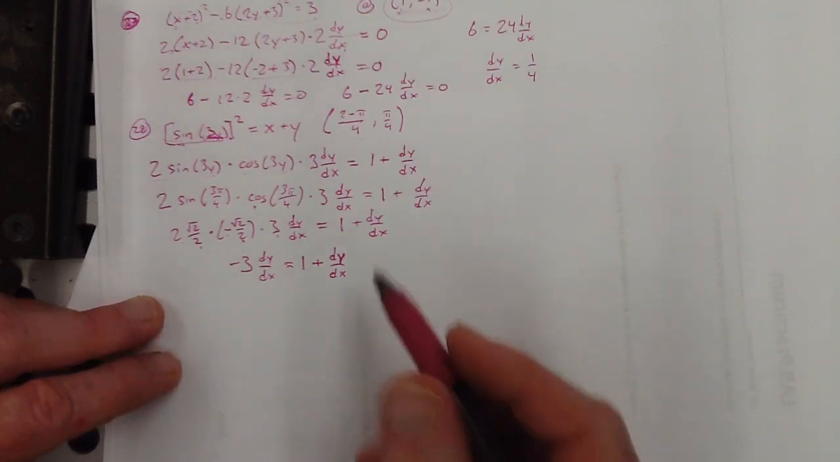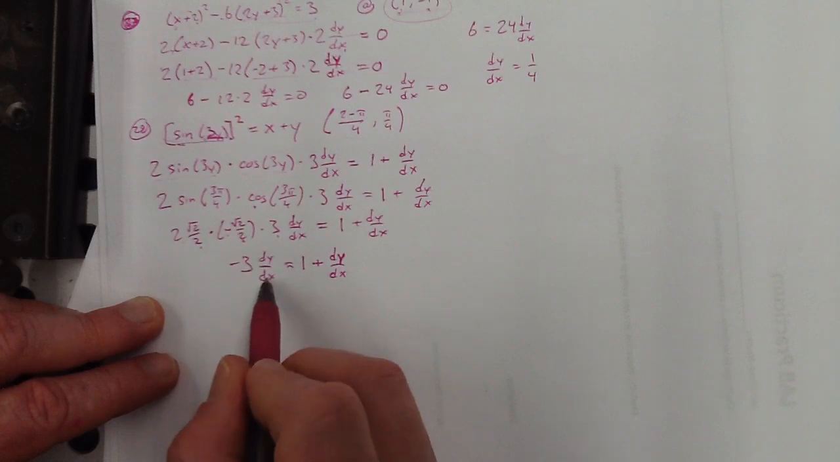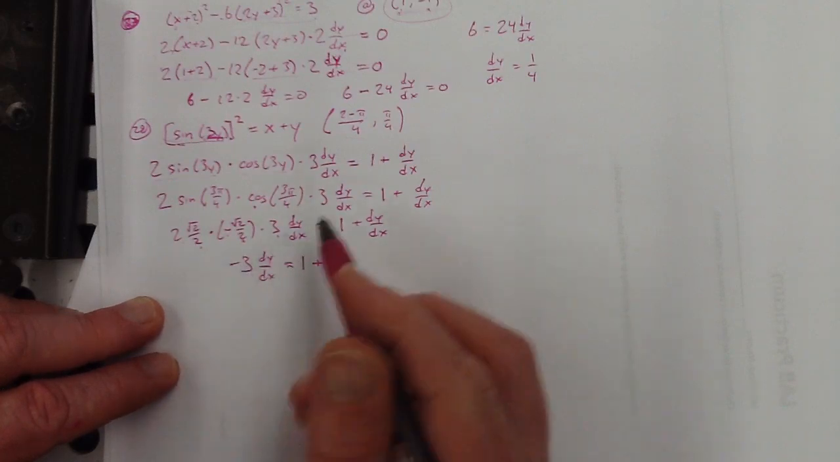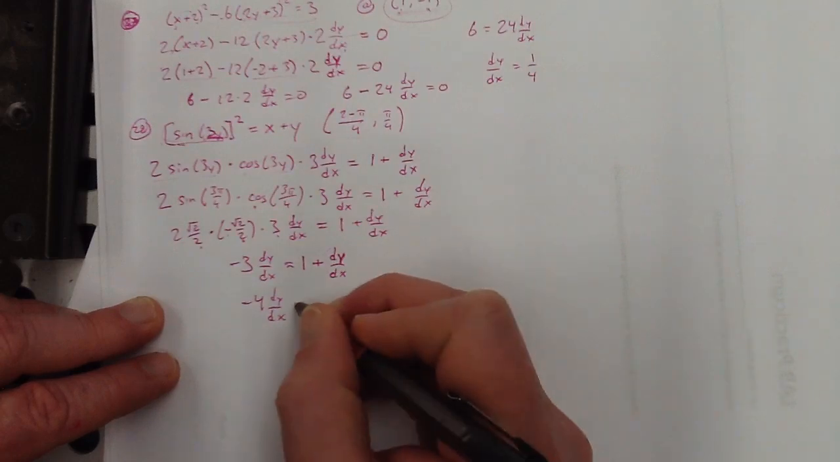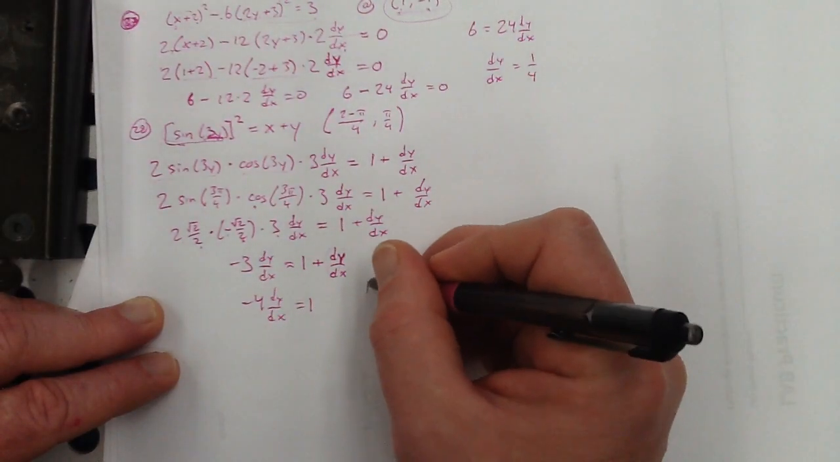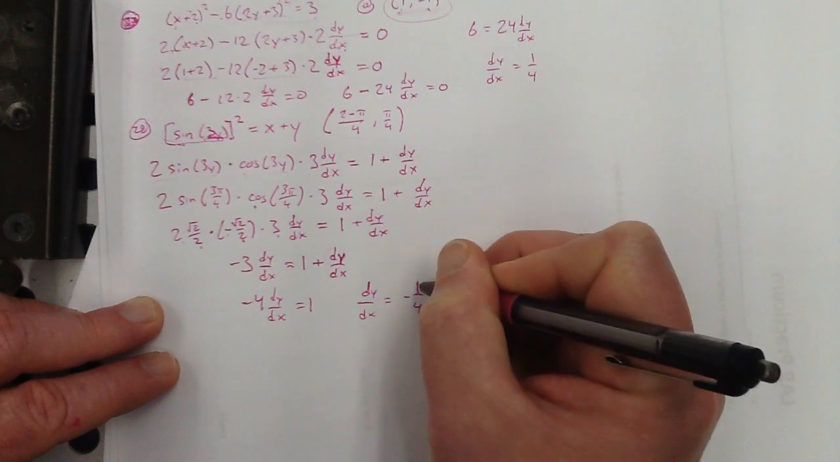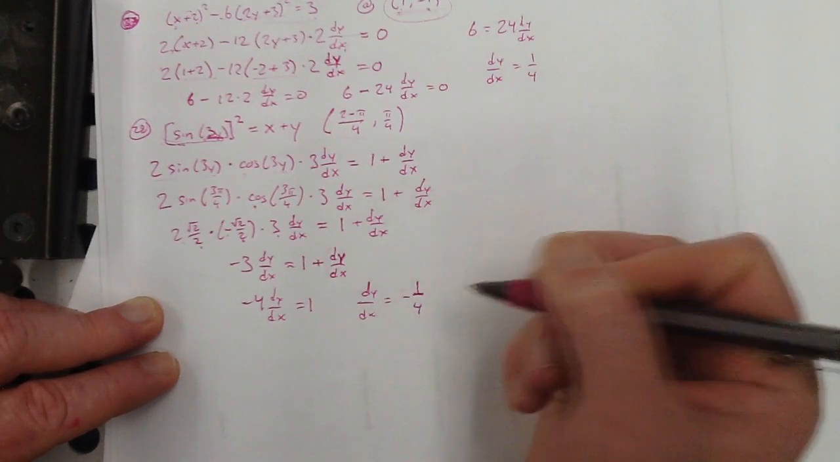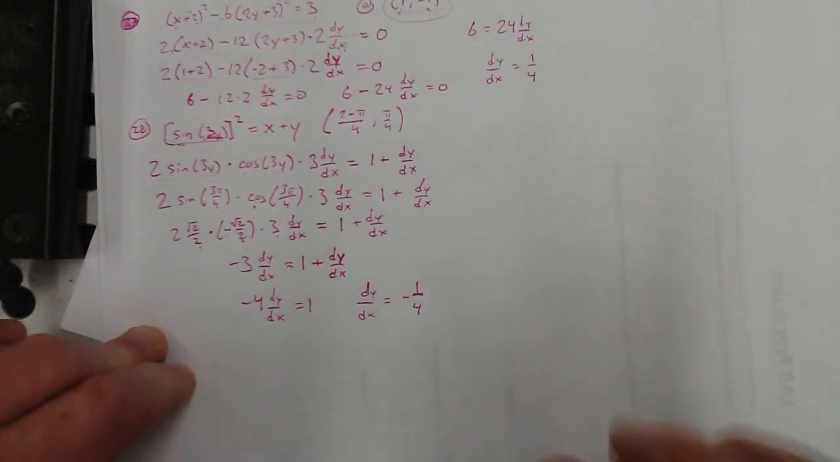Alright, what do I do with this? Well, if I subtract this over, here's negative 3 dy dx's, so if I subtract that over, that's minus 4 dy dx's equals 1, so it looks like dy dx is negative 1/4. That's how you do that.